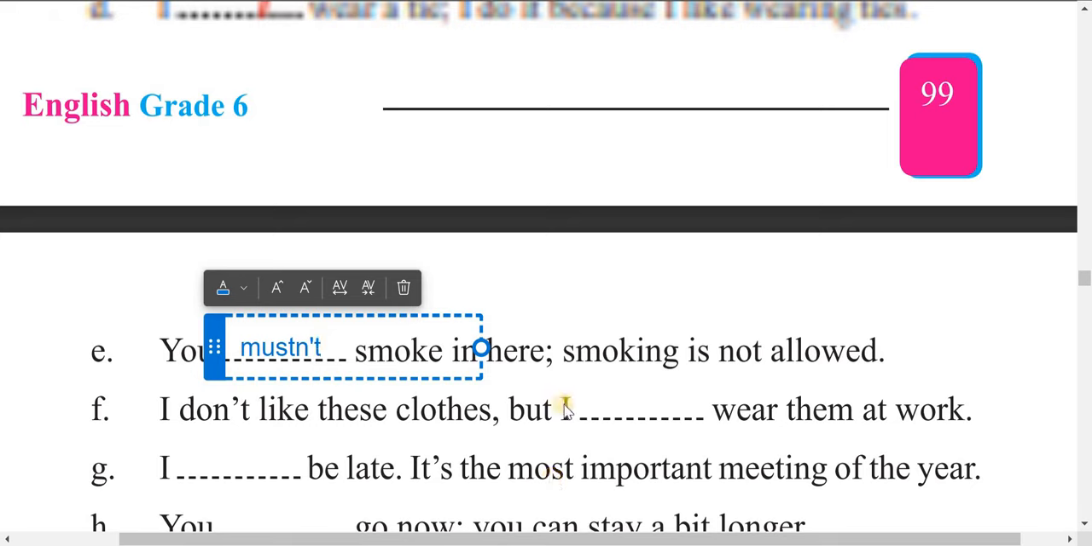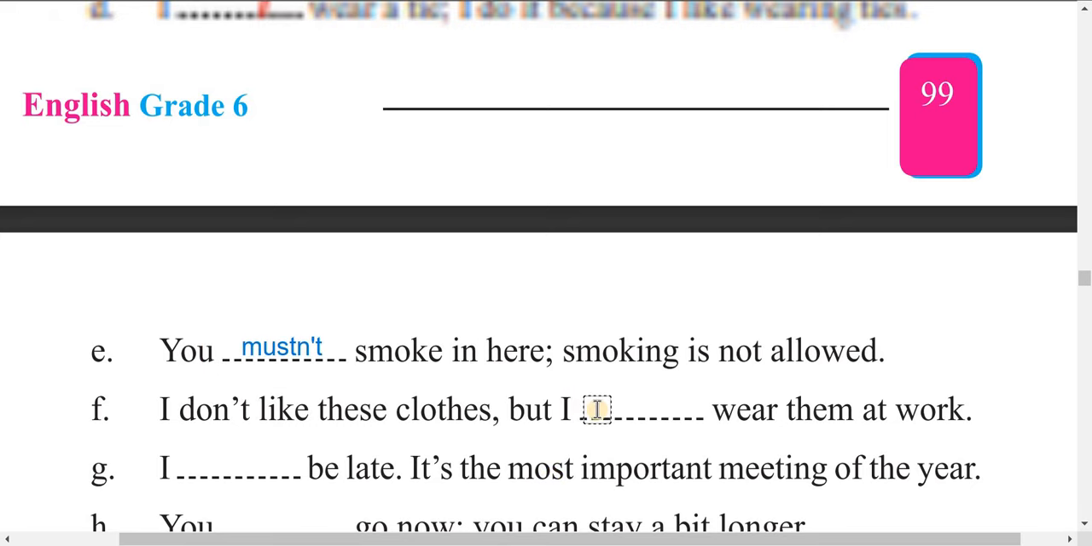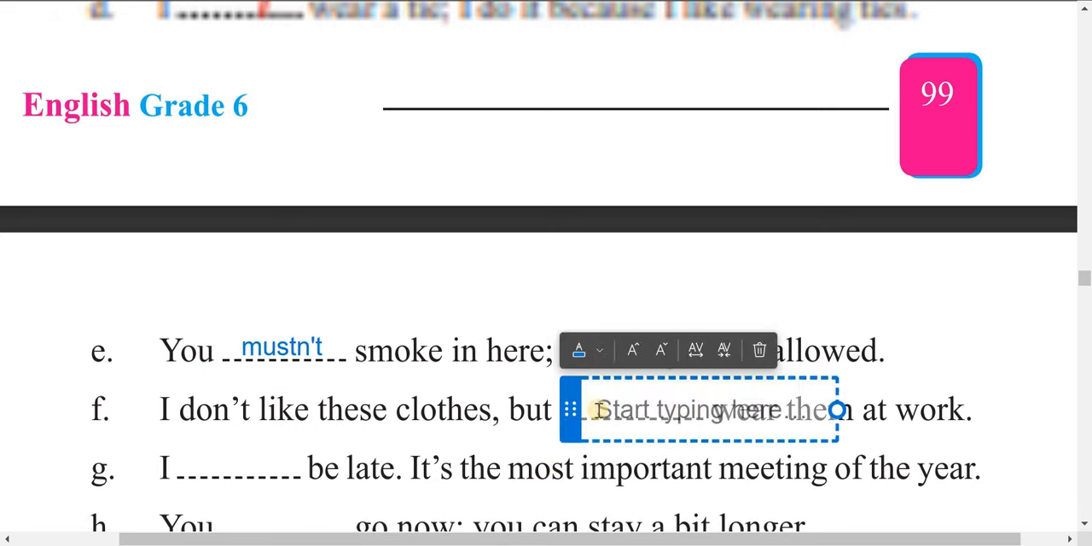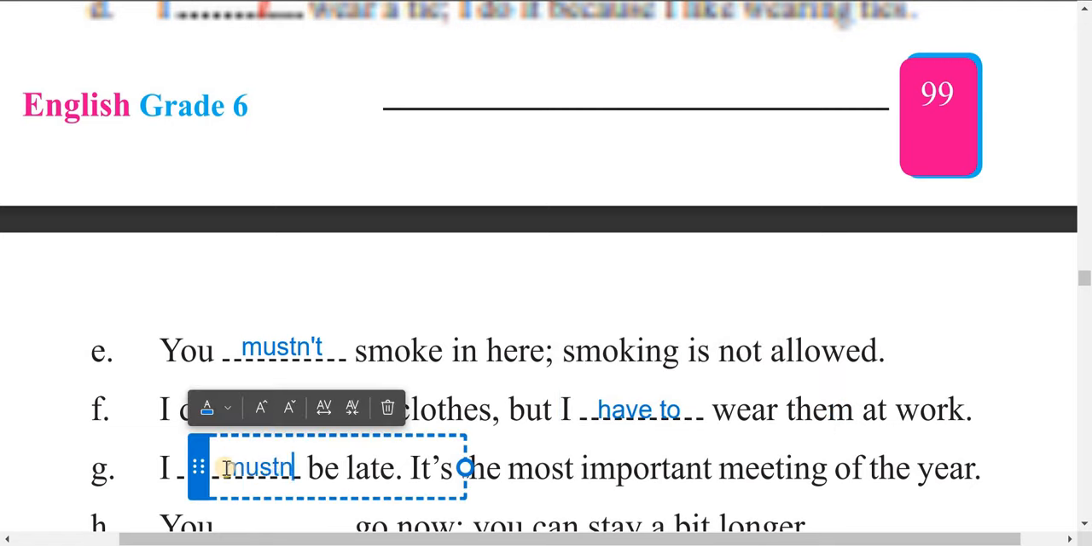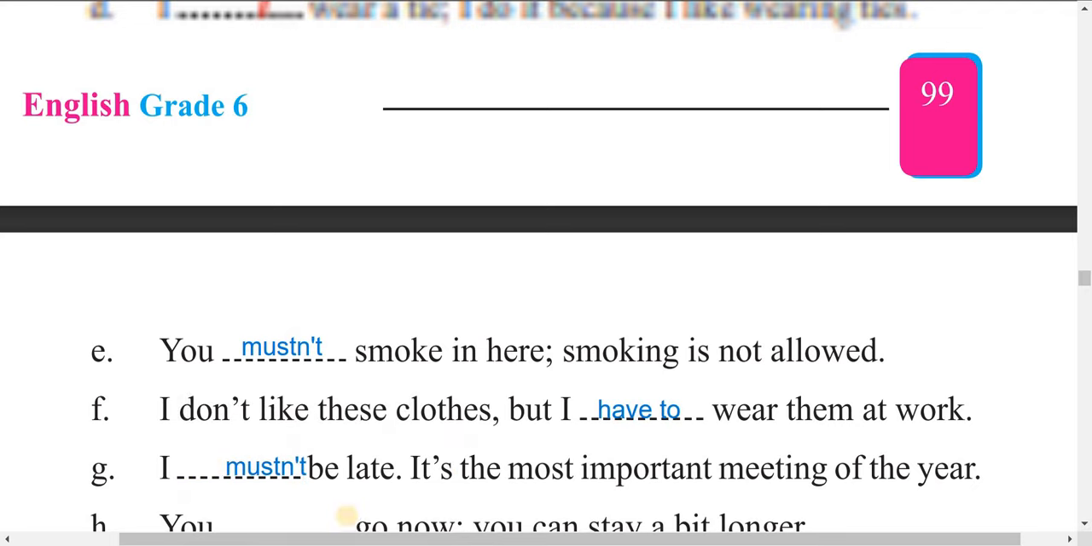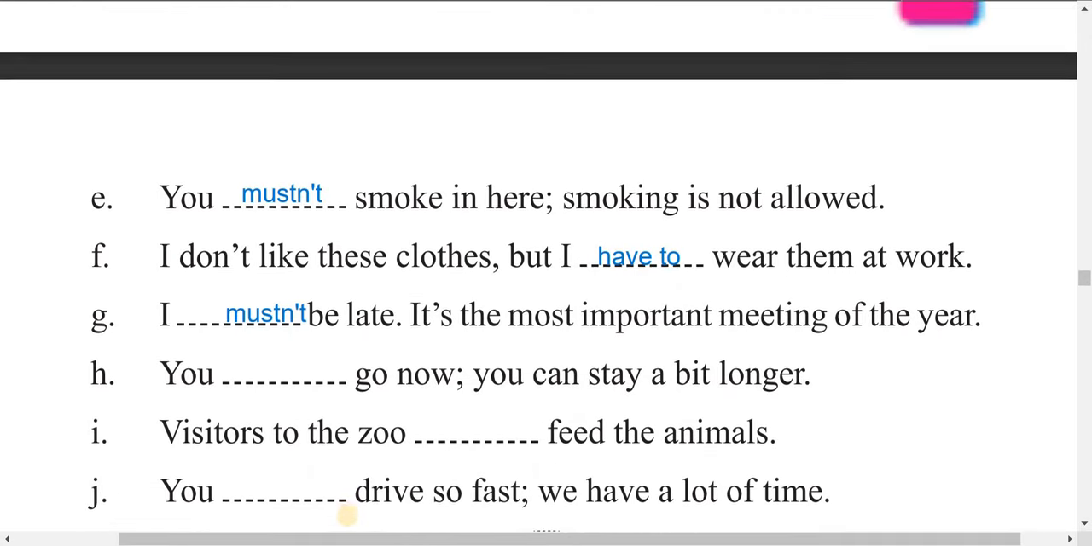Now, I don't like these clothes, but I have to wear them at work. Next, late. I mustn't be late. It's the most important meeting of the year. I mustn't be late.